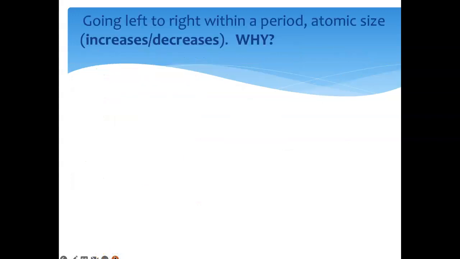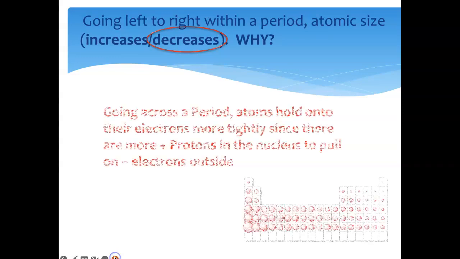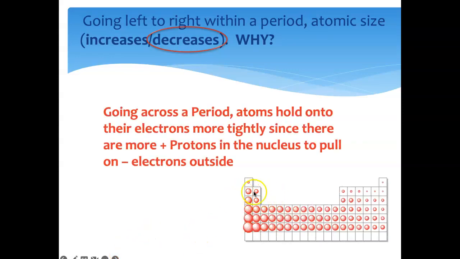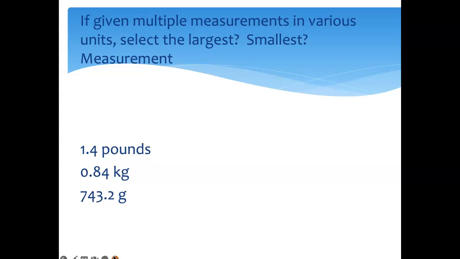Also, you'll need to know about the periodic trend. So going left to right within a period, so like across the period, atomic size does what? Hopefully you were thinking decreases. And it's decreasing because as we're going across this period, the electrons, they're still all in that same energy level, and they're getting pulled into the nucleus more tightly, making the atom smaller. You'll also be given multiple measurements, and you'll have to figure out which is largest and which is smallest.